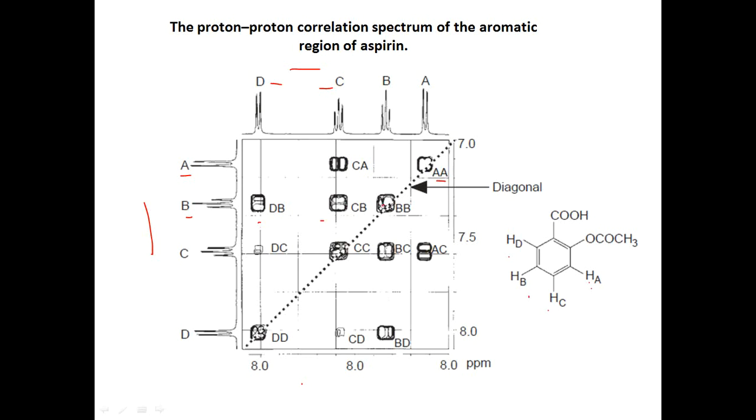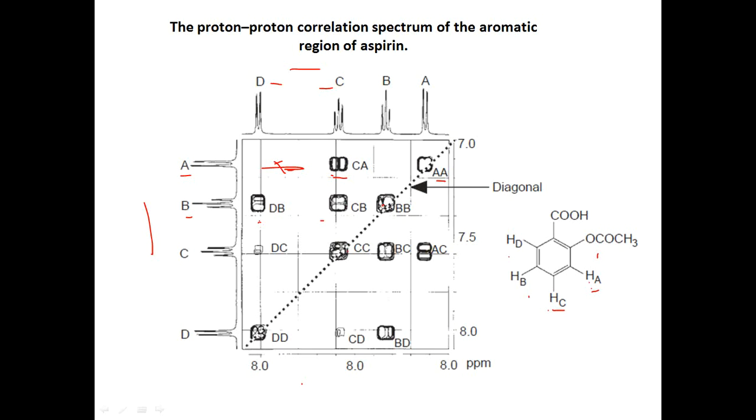But if you move here, look at how the A proton is interacting with the C proton, right? So you can see A is interacting with only C. There is no interaction with B or D. So it shows which proton is interacting with which neighboring proton. That is clearly seen with this two-dimensional spectroscopy.